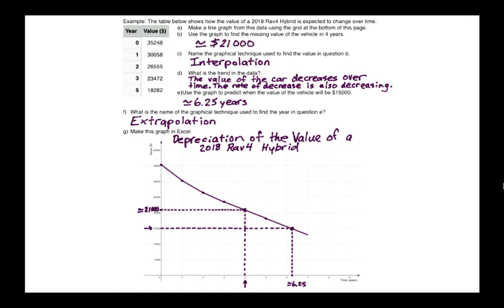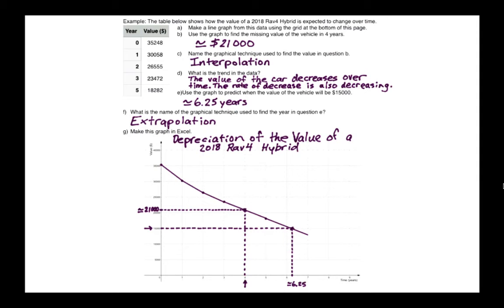There we go. So, depreciation of value of our RAV4 hybrid. Okay, so it's got a title now. Generally when we're making graphs, I like to make sure that we have a good descriptive title here, both axes labeled. We want to make sure that the increments are all the same along the horizontal axis, starting from 0 up to as high as we need to go, and same thing on the vertical axis, 0 up to the maximum number, broken down into equal amounts. So now we've got a good graph.